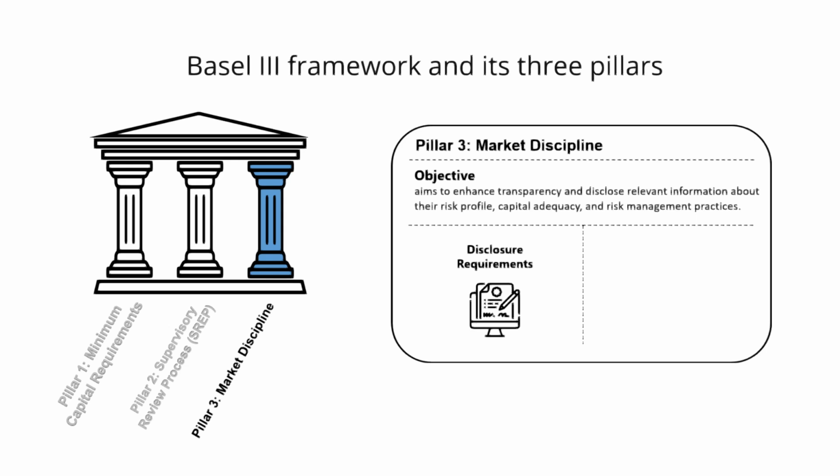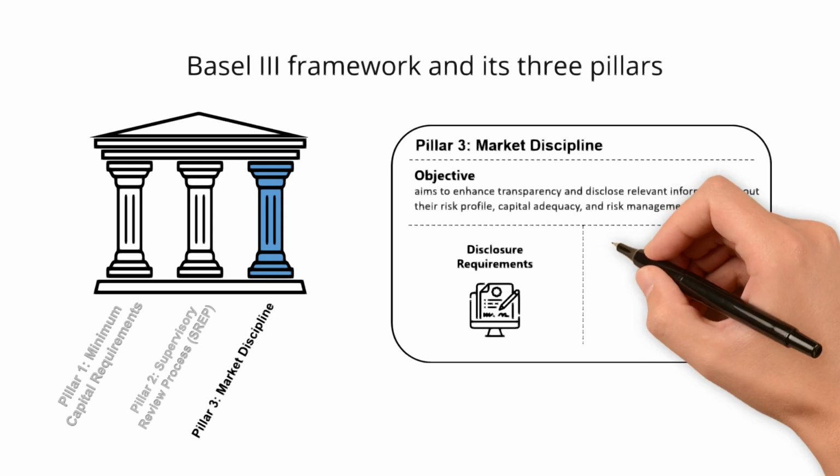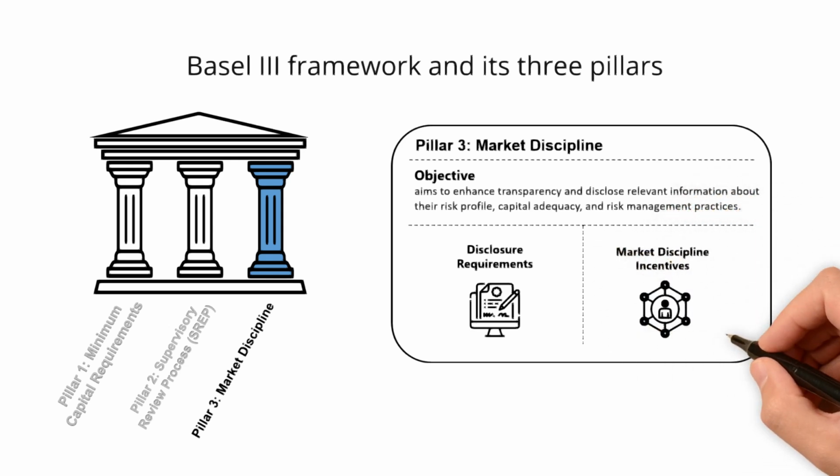Accordingly, what are the market discipline incentives? By providing information to the market, Pillar 3 encourages market discipline. Investors and stakeholders can assess a bank's risk profile and financial health, contributing to more informed decision making.